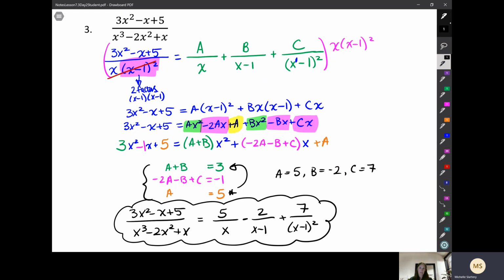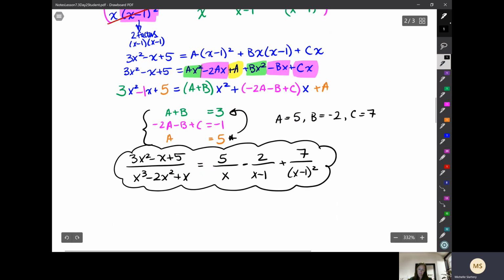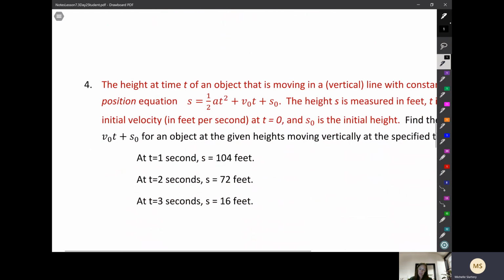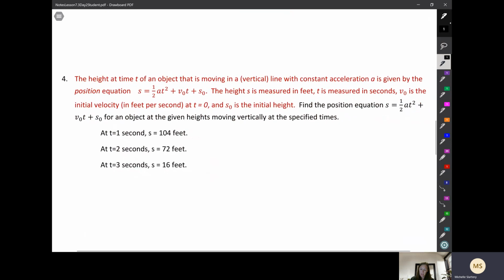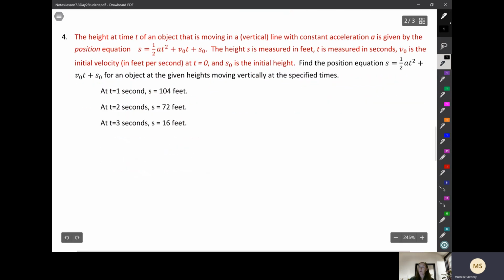Okay, there's one more type that we're going to go over in class. All right, last problem, number 4, just a little bit of a word problem. You're going to see problems like this in your homework. So I just want to go over this equation, make sure you guys understand the equation. And then it's just setting up a system and solving a system.